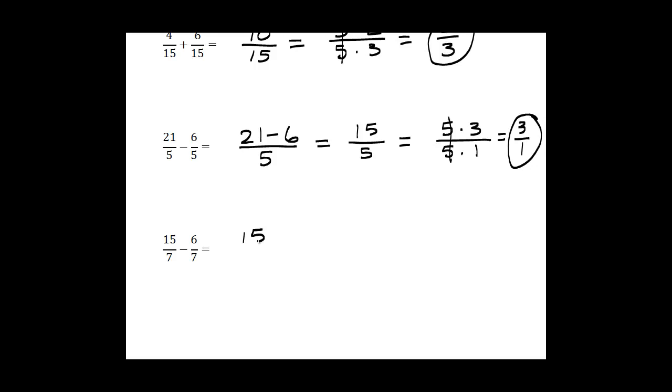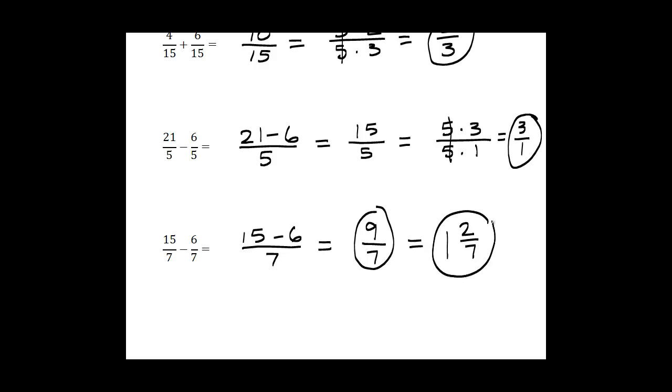One more here, 15 minus 6 over the common denominator of 7. Again, 15 minus 6 is 9 over 7. This is actually reduced to lowest terms because we know 7 is prime and 7 is not a factor of 9, so we know that this is in fact reduced. We call this an improper fraction. We could in fact leave it as a mixed number. 7 goes into 9 one time, remainder 2, and we put that over that same denominator 7. So 9/7 is 1 and 2/7 as a mixed number.